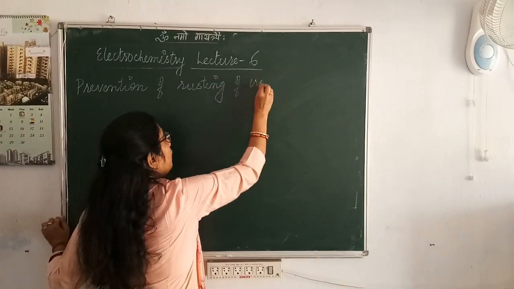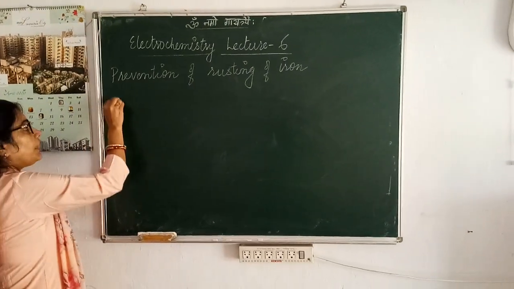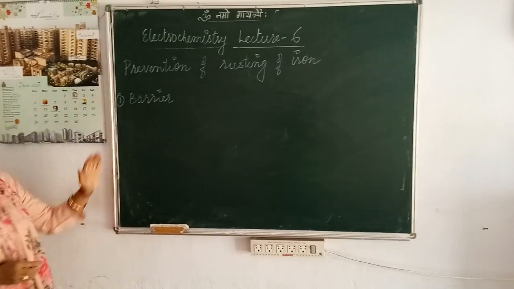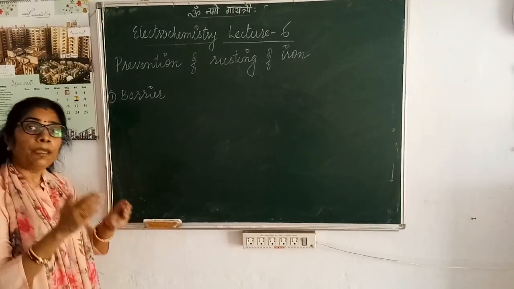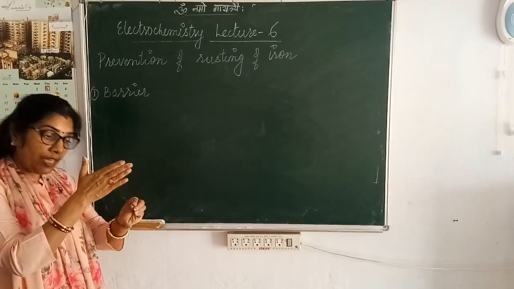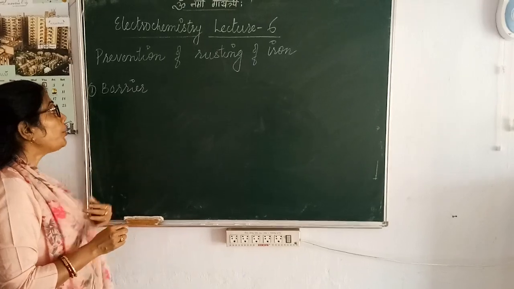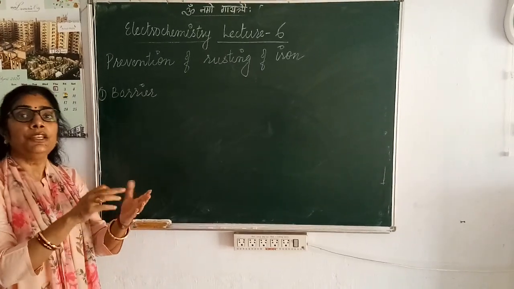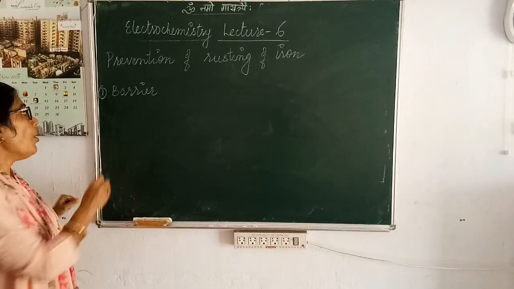So, prevention of rusting of iron. First is barrier protection. As the name itself suggests, barrier means keeping a barrier between the surface of iron and the atmosphere. So how can we keep that barrier? By oiling, greasing, painting, nichrome painting, painting of nickel and chromium, and so on.